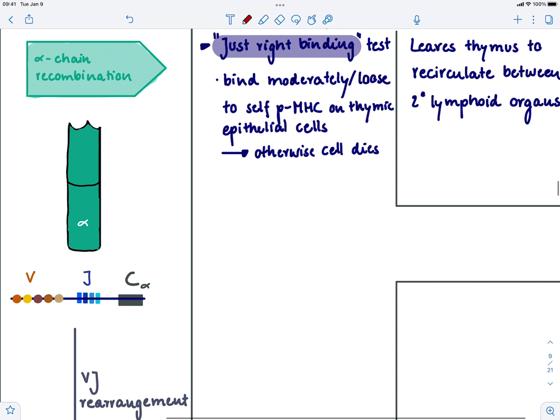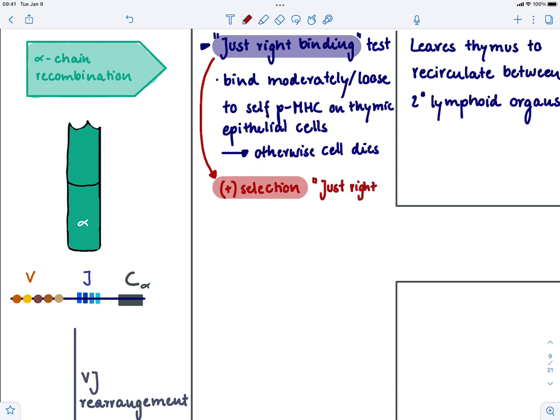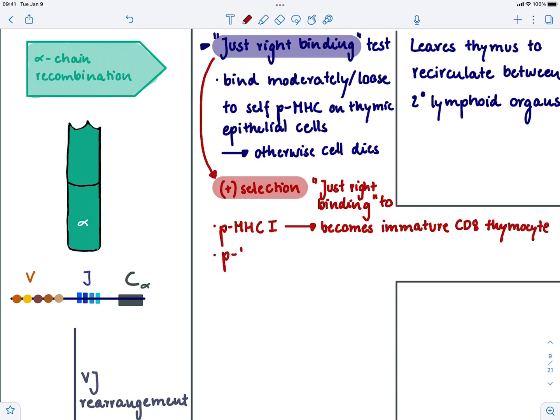Now, if you are able to recognize peptide MHC moderately to loosely, that's called positive selection. That's just right binding to peptide MHC1 or peptide MHC2. And that's also part of positive selection, because that's going to determine which T cell you're going to become. So if you manage to bind to peptide MHC1, you're going to become an immature CD8 thymocyte. If you bind to peptide MHC2, you're going to become an immature CD4 thymocyte.